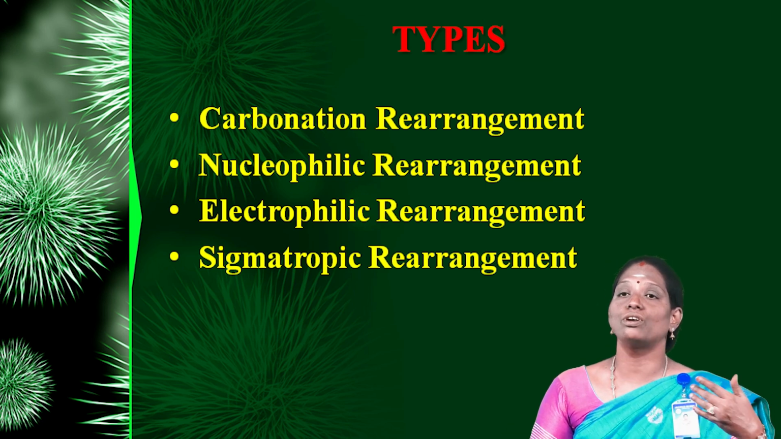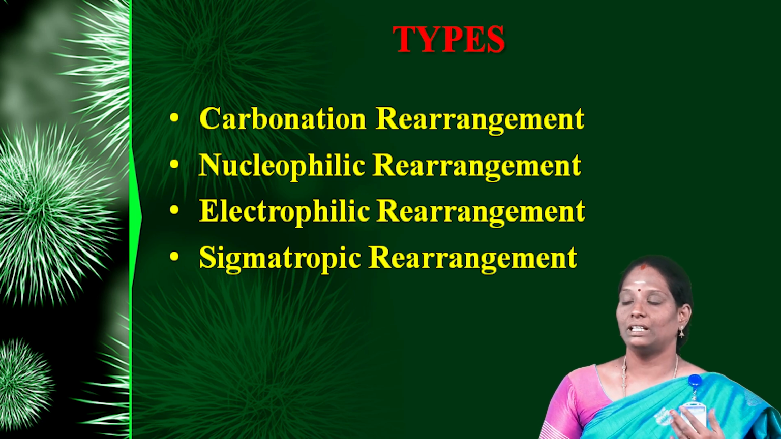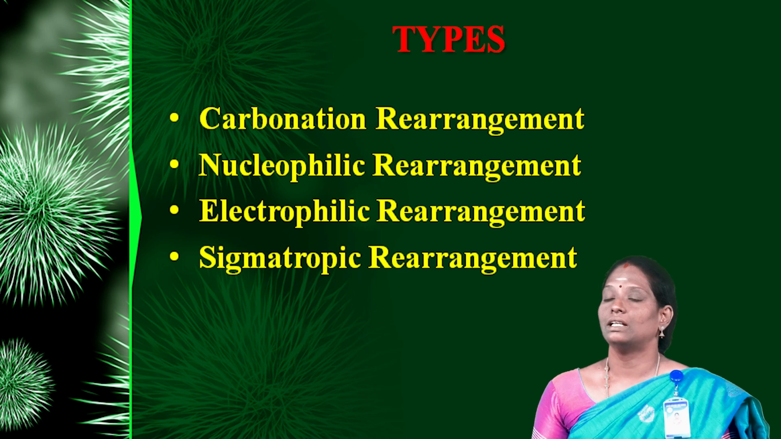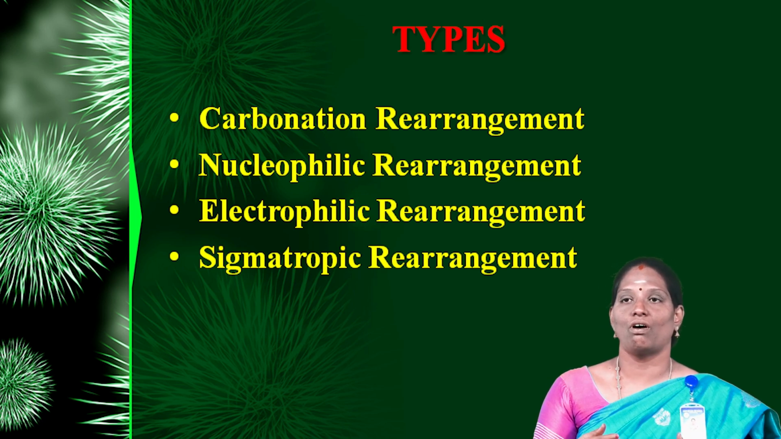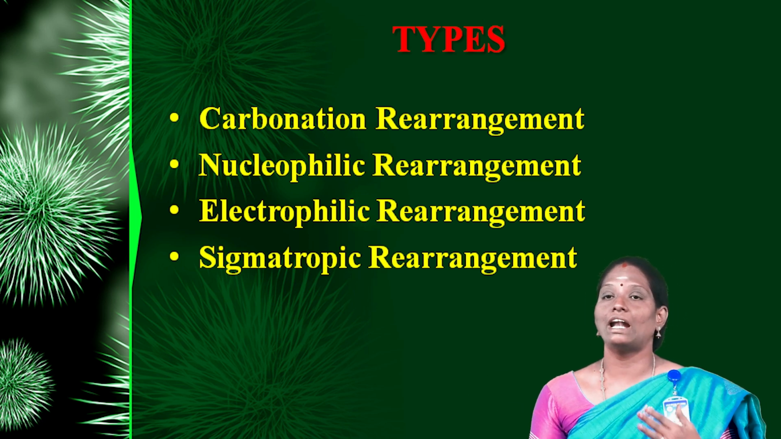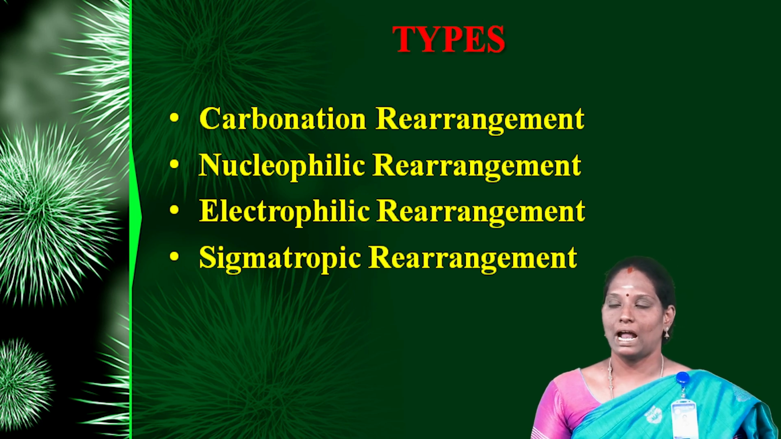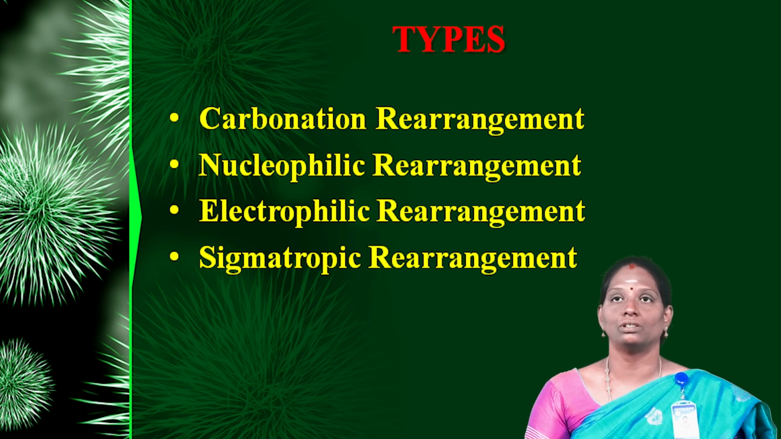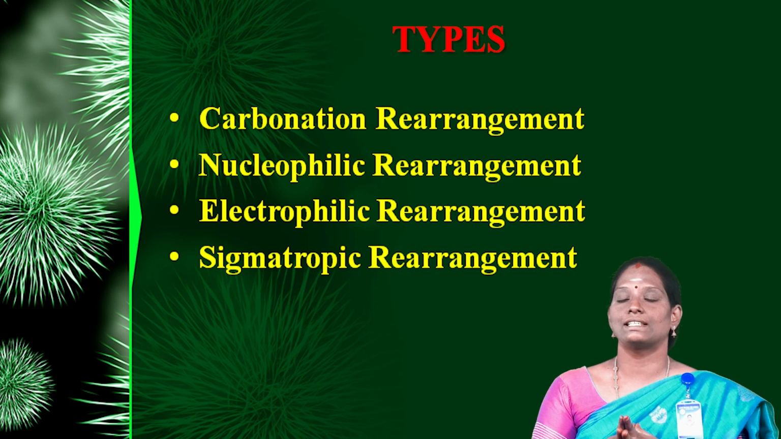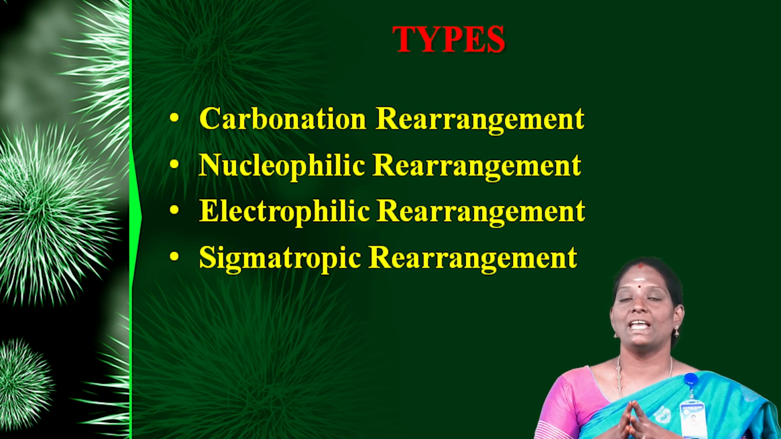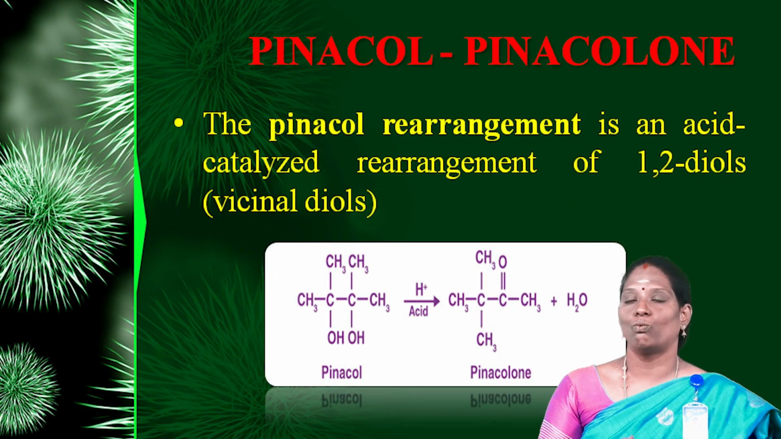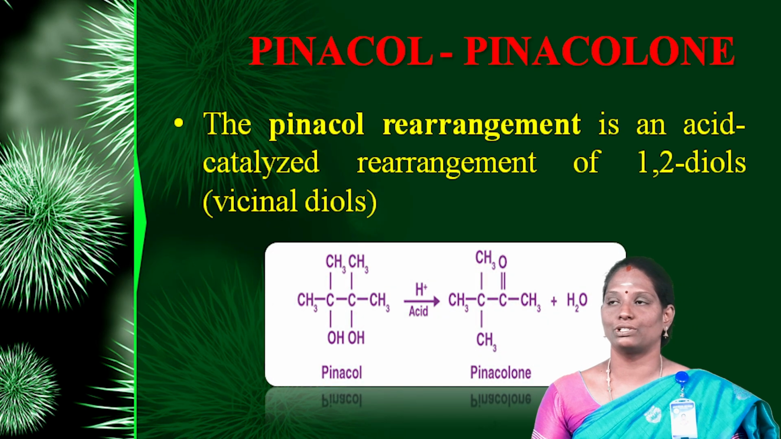Next type, sigmatropic rearrangement. These are pericyclic reactions involving the simultaneous shift of a sigma bond and pi electrons. The atoms involved in the rearrangement move along with the migration of electrons. So, here we discussed the introduction and the basic and general types of rearrangement. Let us learn about the molecular rearrangements one by one.